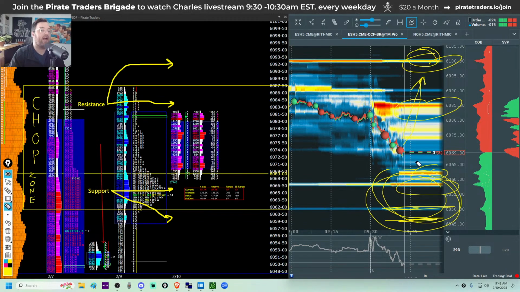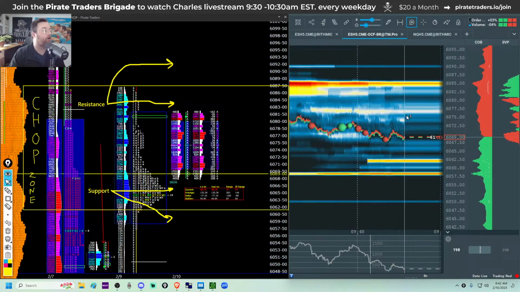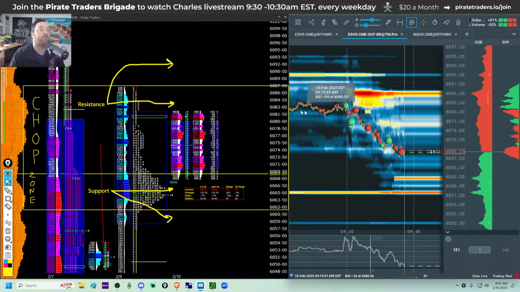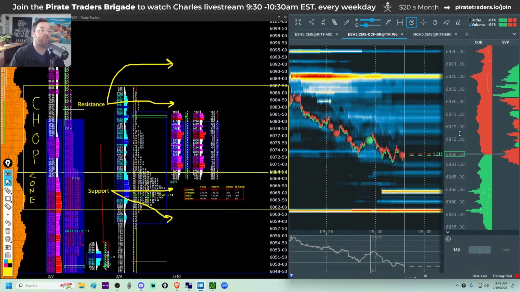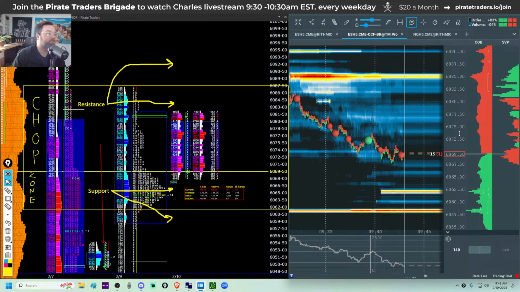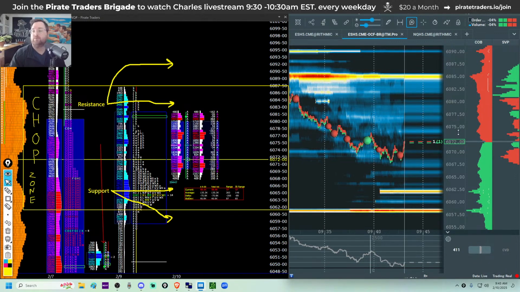But for now, everything is screaming balance for today. So I still go back to my game plan from the market open. It is perfectly working out so far. All the information is confirming what I expected, which is a chop zone where they will chop it up.